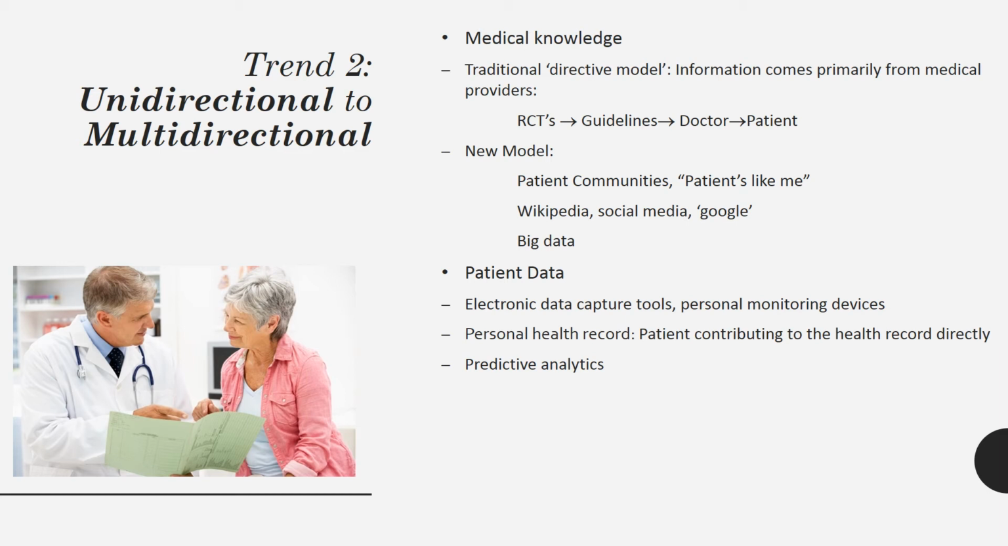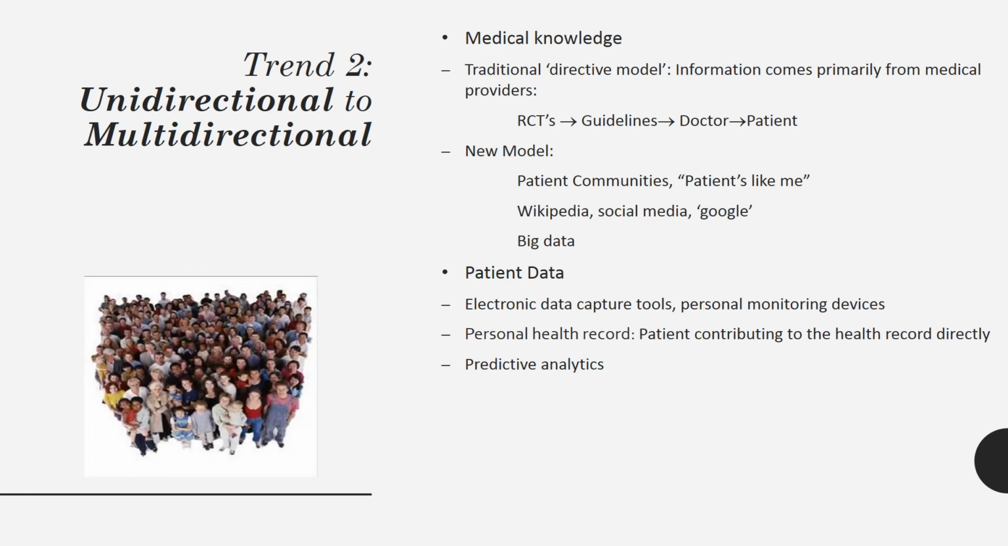I'm proposing that there will be a trend towards more multidirectional flow of information. So now we have patient communities like PatientsLikeMe that are collecting all sorts of information about patients, their experiences with treatments, side effects, and so on. And if you go on the internet and search for a medical condition, 70 to 80% of the time, Wikipedia will show up as one of the top 10 findings.